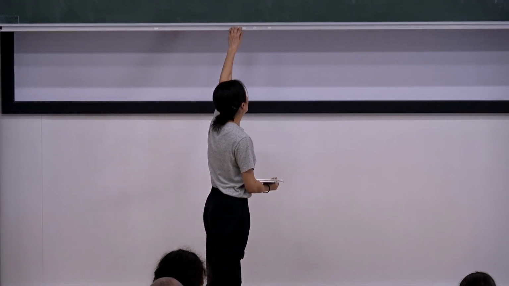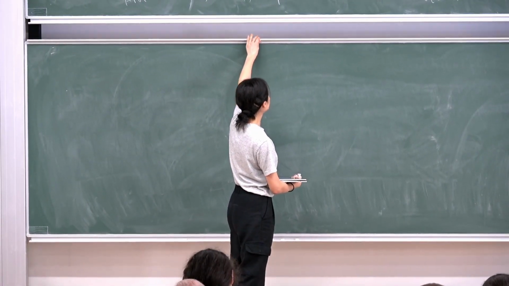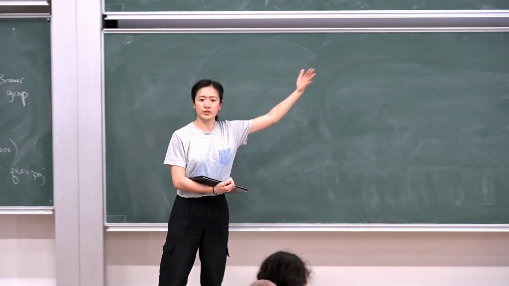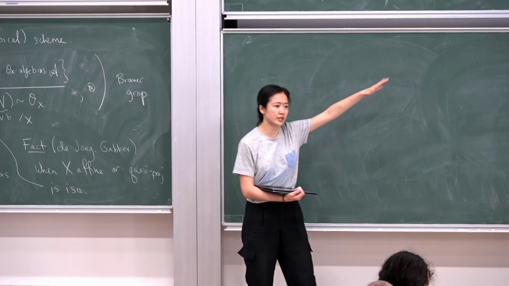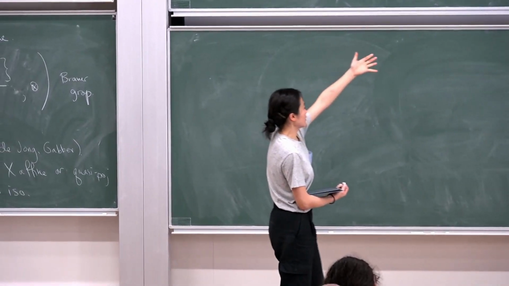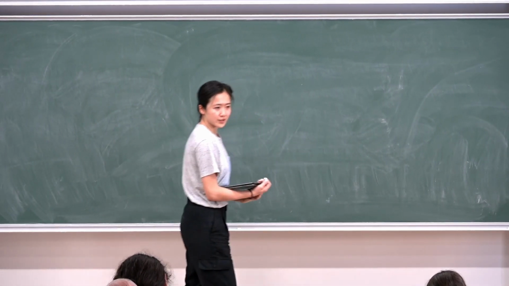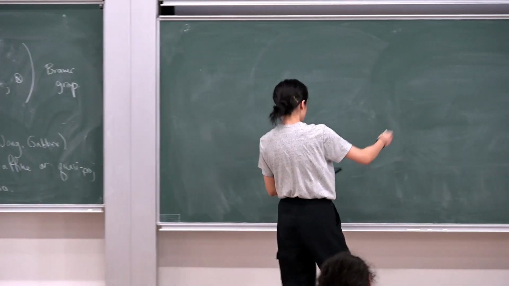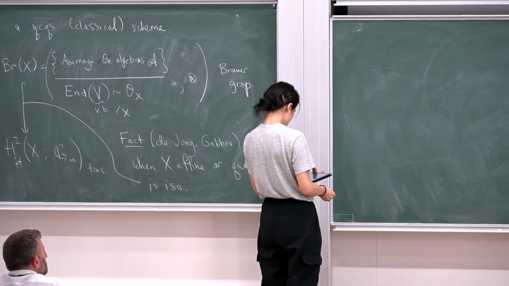And I've just written those two attributions here since different groups of people have considered different versions of this story. You could consider a connective E infinity ring instead. This definition still makes sense. So I'm just telling one version of the story, but there exist much more general versions.